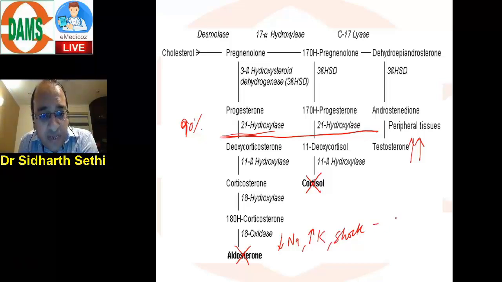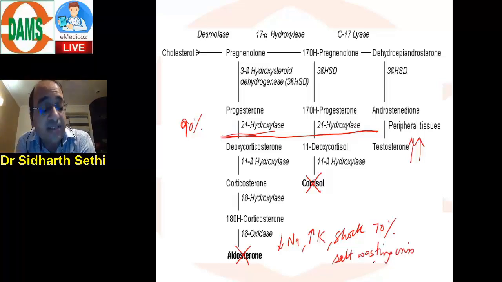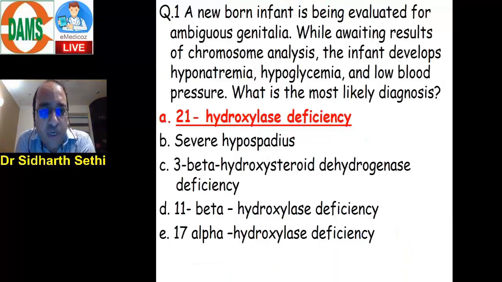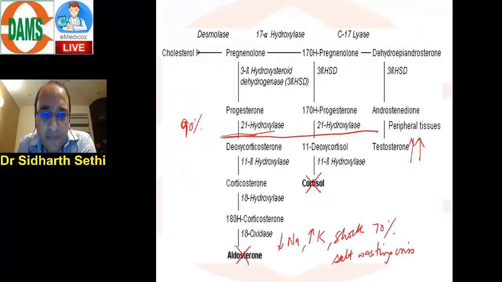So remember, all of you, 70% of CAH presents like this in a classic salt wasting crisis. That's a classic presentation of CAH. So that's the most important point here. So coming to this first question, if you have a child with ambiguous genitalia who classically presents to you with the Addison's crisis or an acute adrenal insufficiency, think about the classic form, the 21 hydroxylase deficiency variety of CAH.